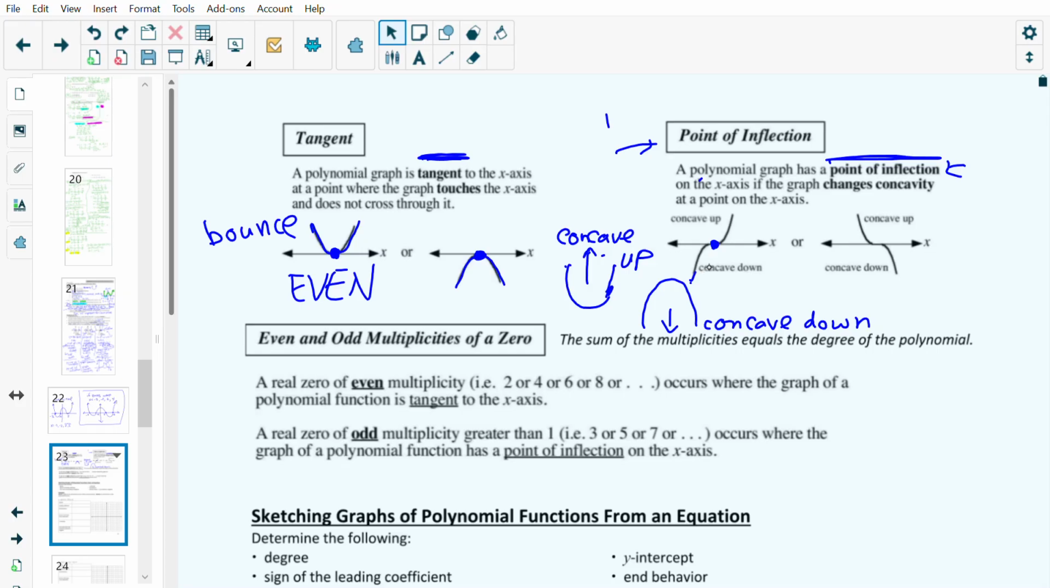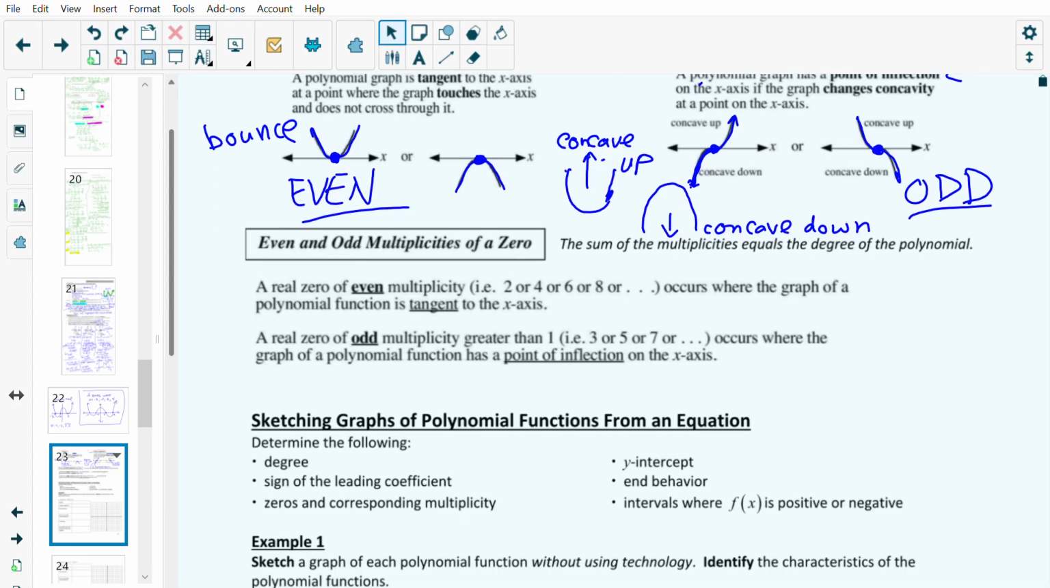So at a point on the x-axis, at first the graph is concave down, so think about the downward facing cup, but then as soon as it hits the x-axis, it switches and goes concave up. Okay, same thing, it can go the other way. First it starts concave up, as soon as it hits the x-axis, concave down. And this has to do with zeros of odd multiplicity. Even and odd multiplicities of a zero.